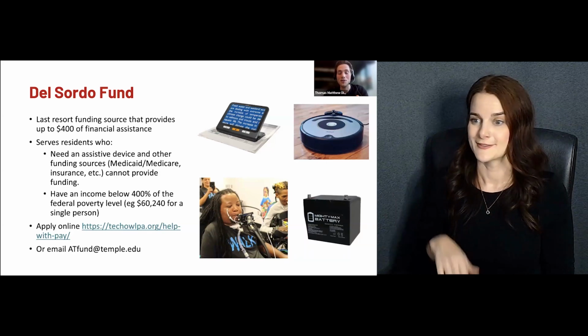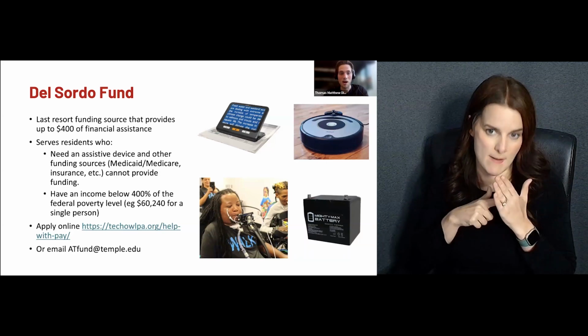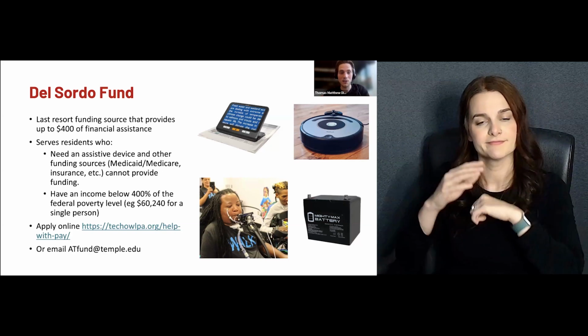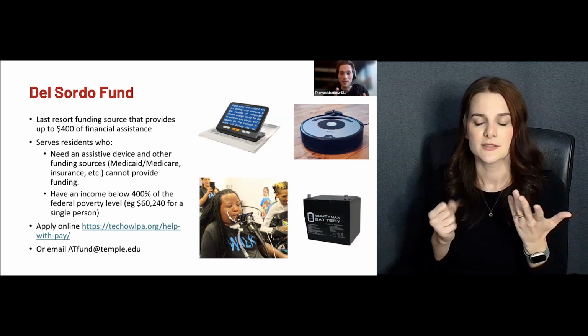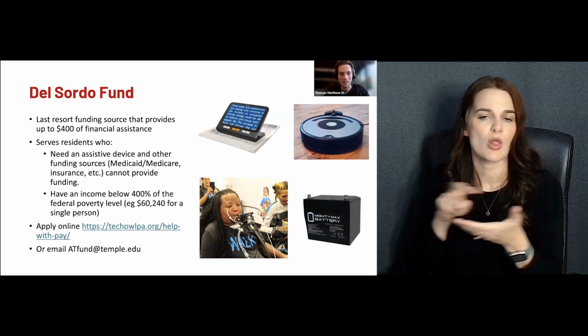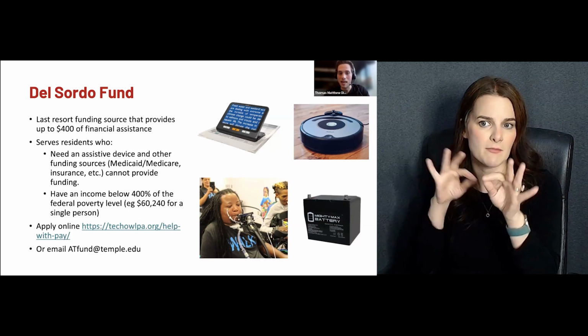This also, again, has an income requirement. Your individual income has to be within 400% of the poverty threshold, which is around $60,000 per individual. And again, you can go to our website to see the family size breakdown.